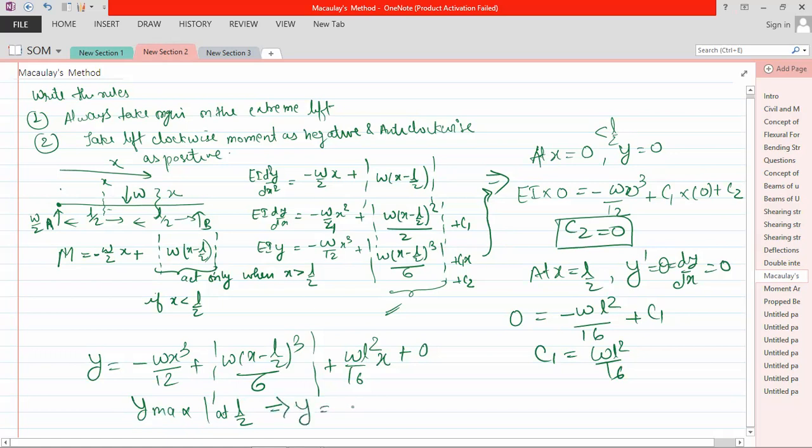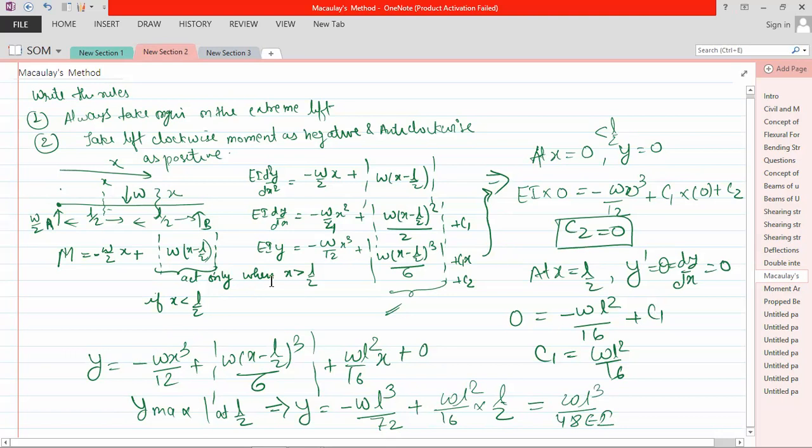This implies y is equal to minus W L cube by, if we write it as L by 2 whole cube, 12, plus W L square by 16 into L by 2. And if we solve it, it will be W L cube by 48 EI. That we just obtained earlier in the case.